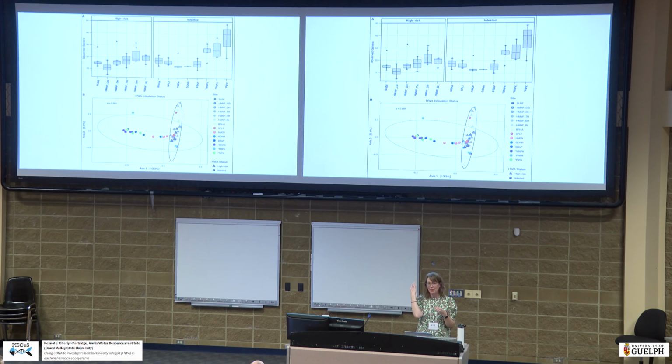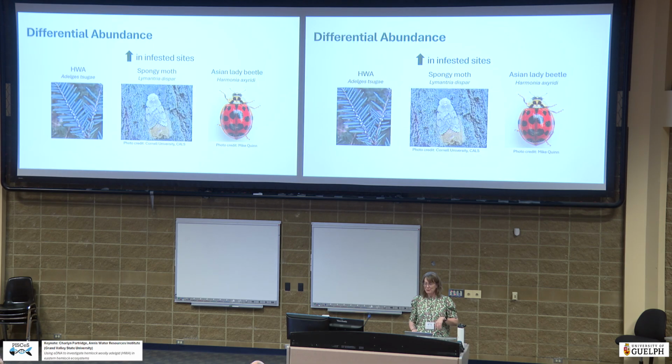I'm going to focus on three because those are the most interesting in my brain, and y'all have to listen to me. So the three that I'm going to talk about, the first one is probably obvious, right? We saw more HWA in highly infested sites. Okay. The other two are a little bit more interesting. We saw high numbers of spongy moth and Asian lady beetle in infested sites compared to non-infested sites. These are both also invasive species, right?